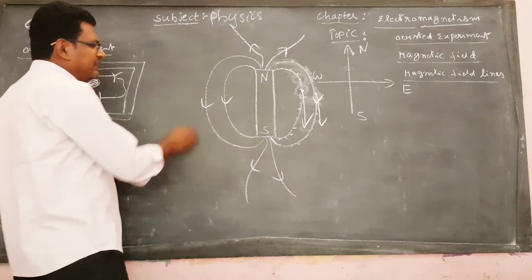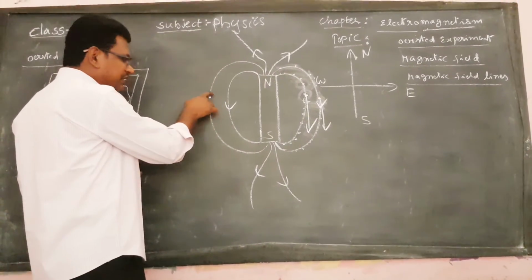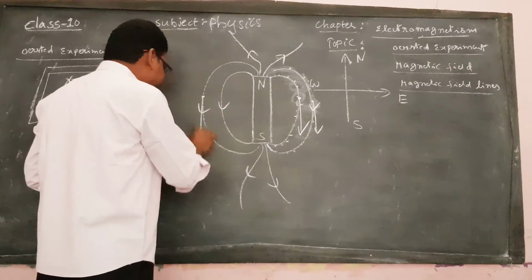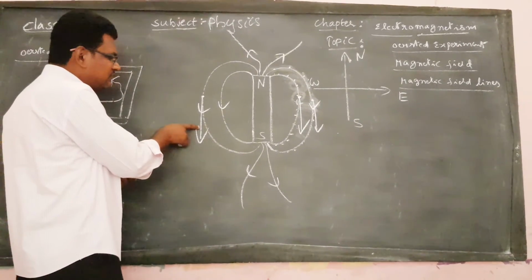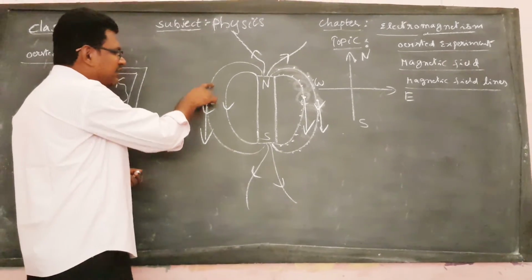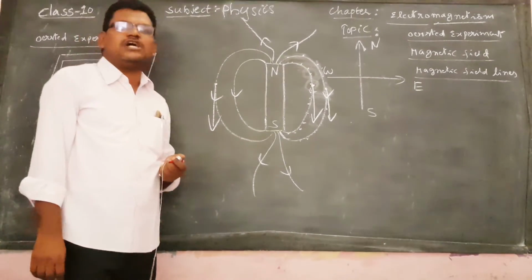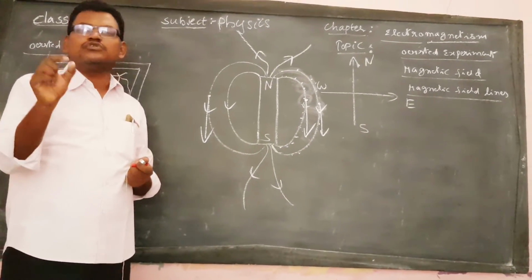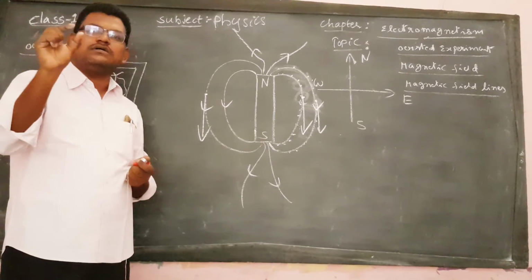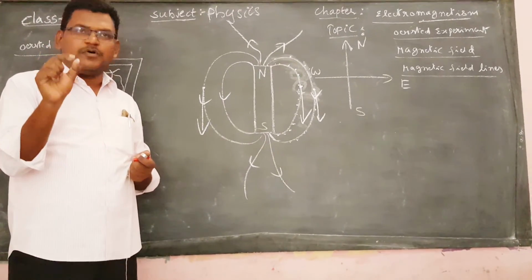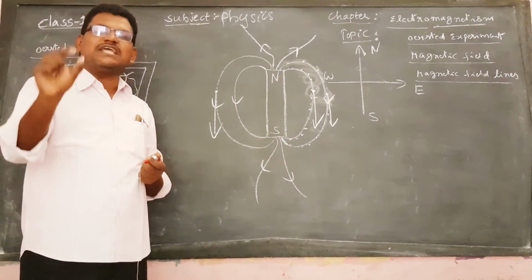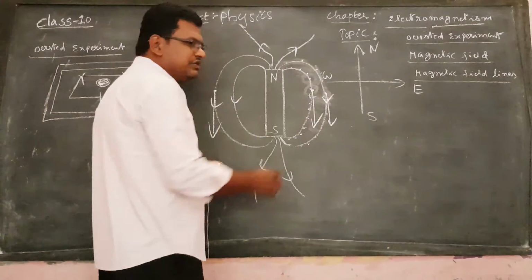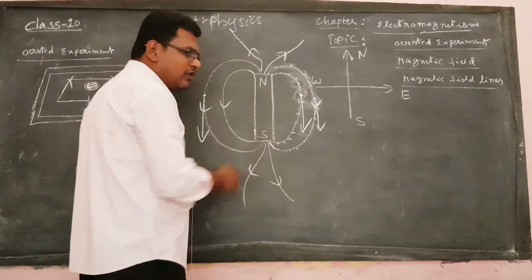Suppose you want to know the magnetic field direction at this point. You take a compass box, and the needle shows a direction. Now in that direction you draw a line. This line is like a tangent to the magnetic field line. That means the direction of the magnetic field at any point is along the tangent drawn at that point to the magnetic field line. In this way we can know the direction of the magnetic field due to a bar magnet.